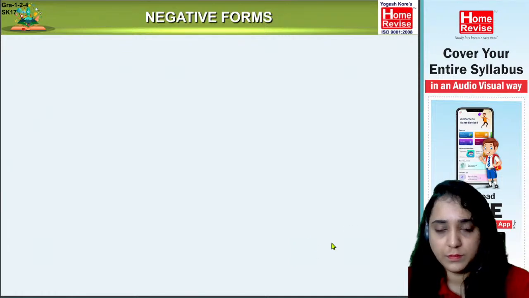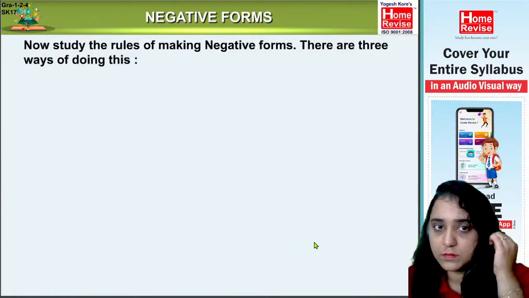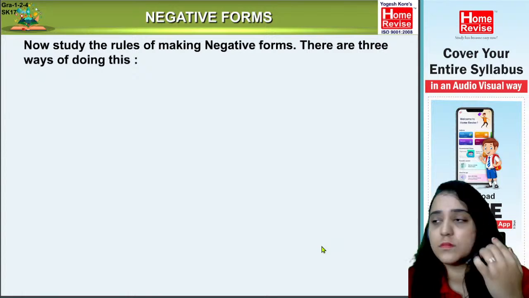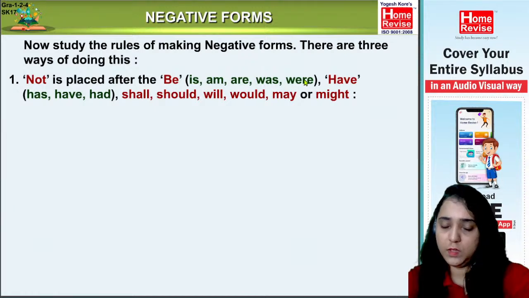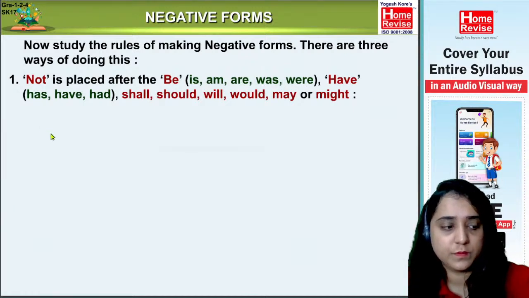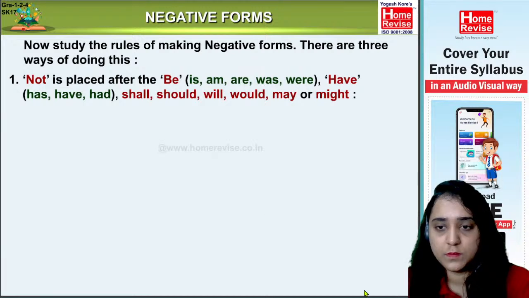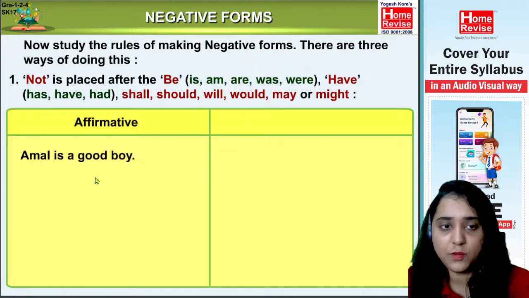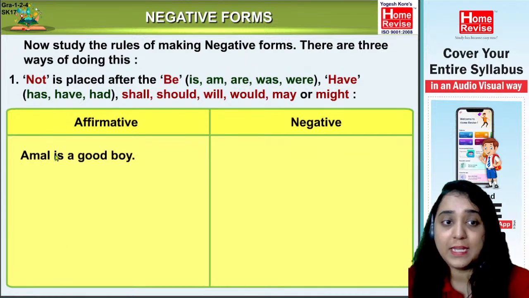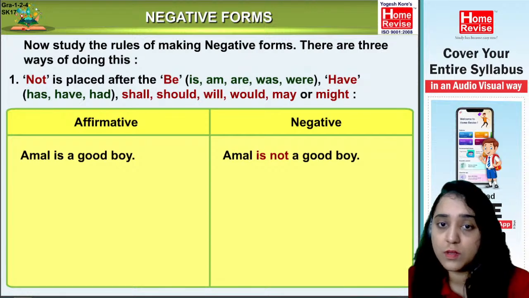Negative forms. Now study the rules of making negative forms. There are 3 ways of doing this. 1. Not is placed after the be, is, am, are, was, were, have, has, had, shall, should, will, would, may, or might. So not is placed after that. Amal is a good boy. Amal is not a good boy.